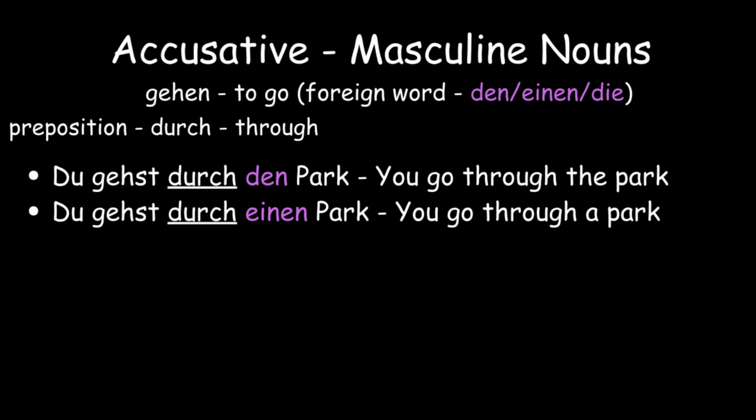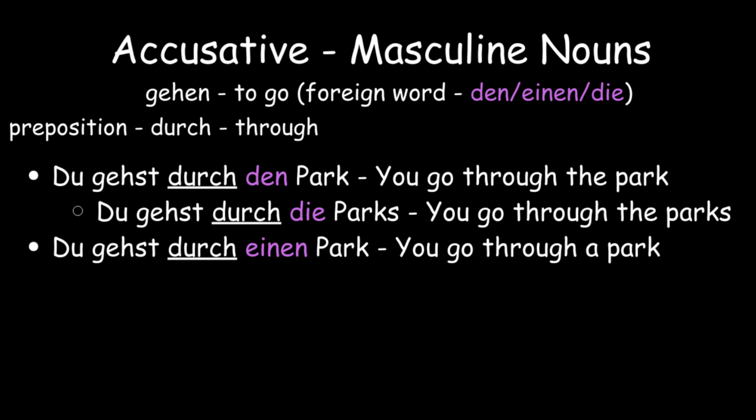Here we have the verb gehen and a preposition that works in the accusative case. Du gehst durch den Park. Du gehst durch einen Park. To pluralize it, change the article and noun. Du gehst durch die Parks. It's accusative because of the preposition, articles, and direct object.